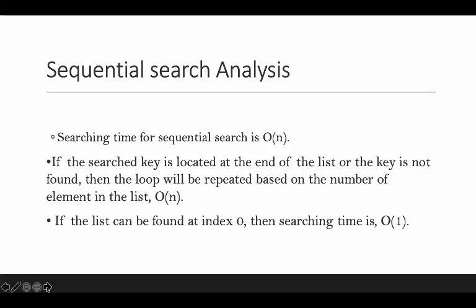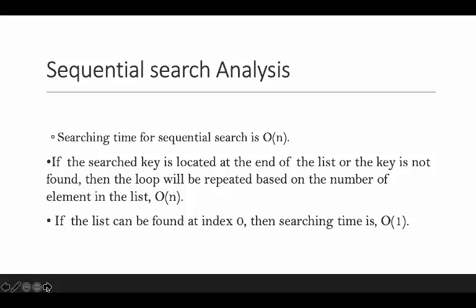This is the sequential search analysis. The searching time for sequential search is order of n. If the searched key is located at the end of the list and the list contains n elements, or the key is not found, then n comparisons are made. The loop will be repeated based on the number of elements in the list. So the time complexity is order of n.